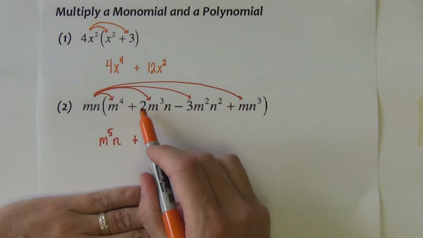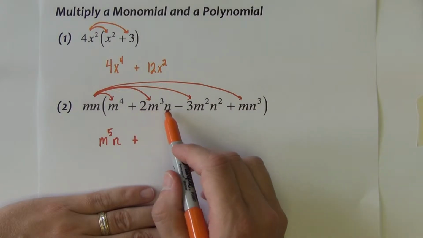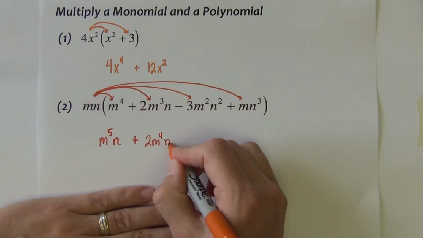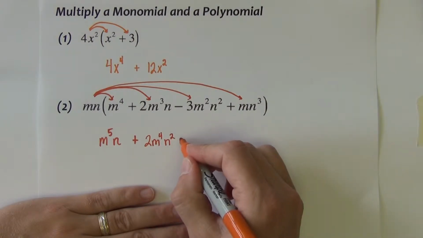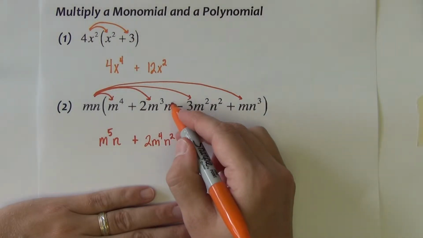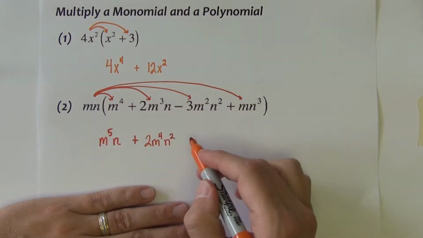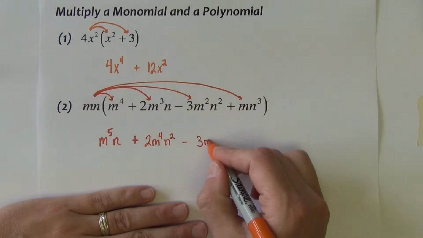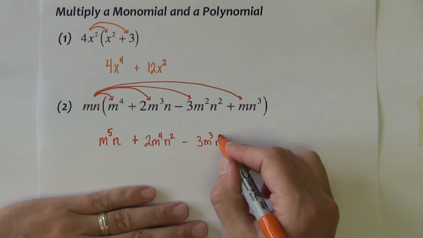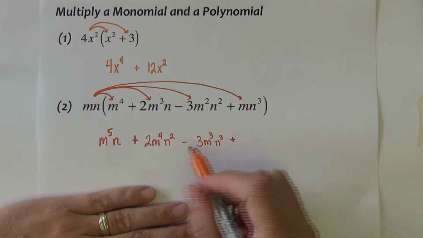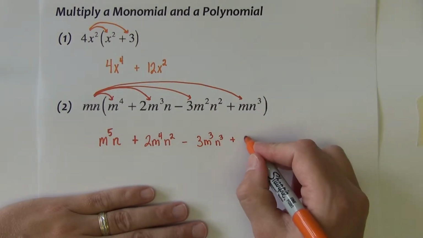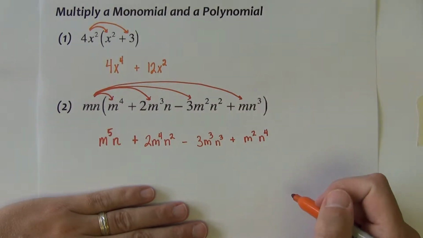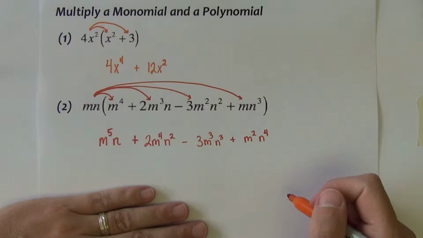The next one, mn times 2m cubed n is 2m to the fourth n to the second. This exponent is also 1, so it's doing a 1 and a 1 combined to make the 2. Minus, I'm going to have 3m cubed n cubed plus, and then I'll have m squared n to the fourth. And that's finished.